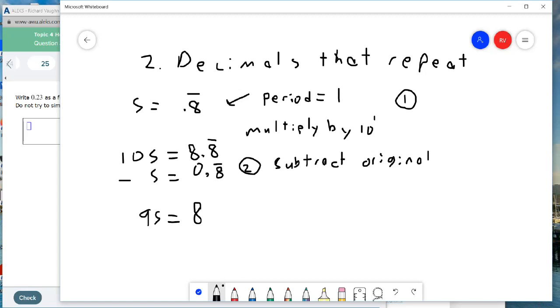So now I can just solve for S by dividing both sides by 9. And the equivalent fraction to 0.888 bar is 8/9.